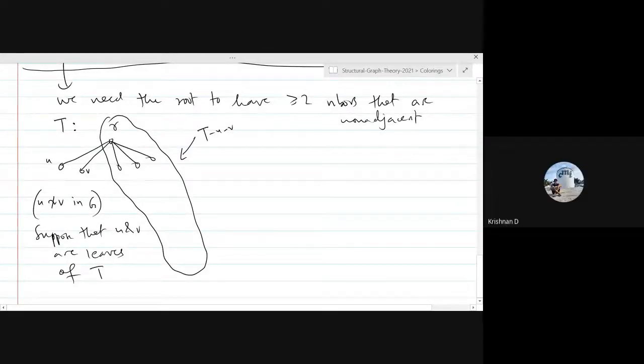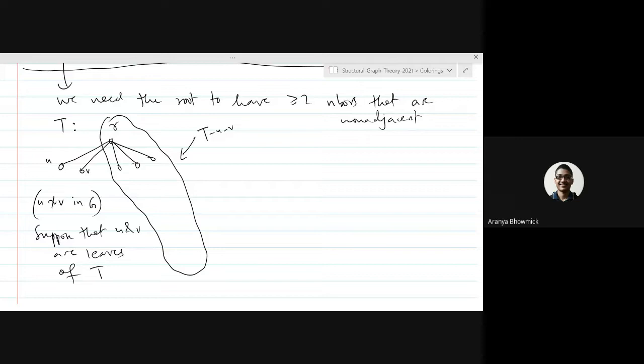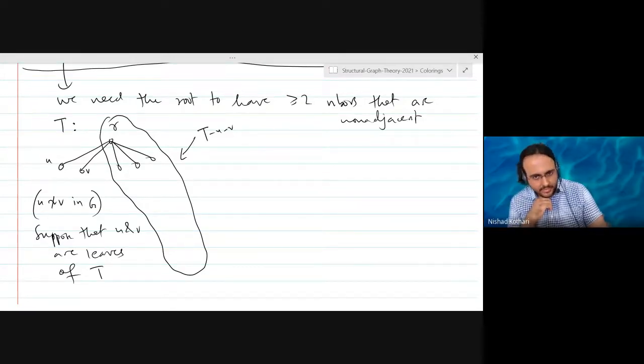Sir, can you repeat the question? So I want the graph to have a spanning tree that spans all the vertices except U and V. When does this happen? So the question is not quite clear to me. Can you repeat once again? Okay, I want a tree in my graph that spans all the vertices of the graph except U and V. Under what conditions will this happen?